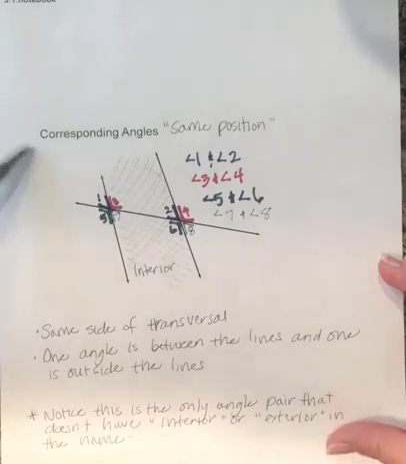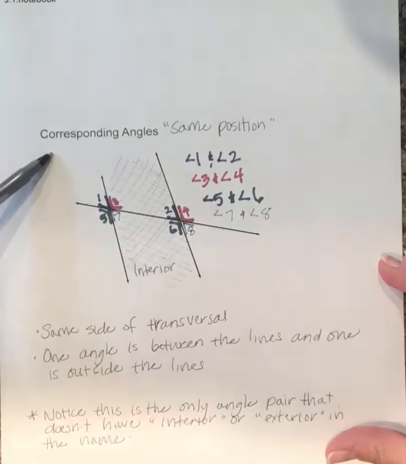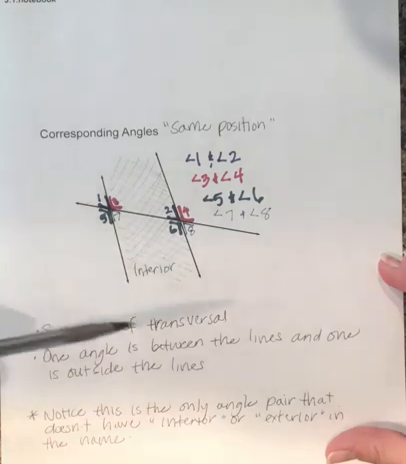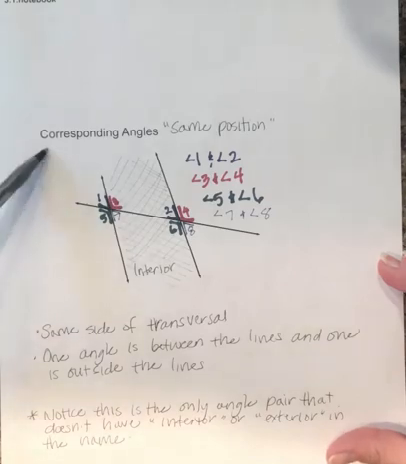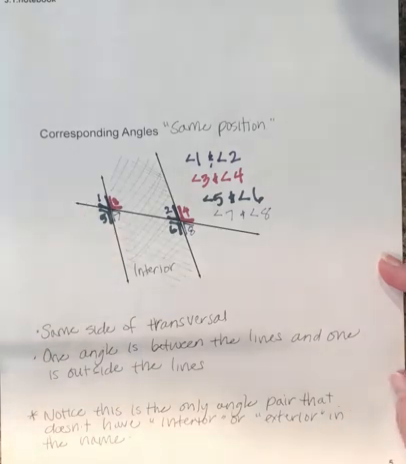But the reason why this is named, you'll notice corresponding angles don't ever use the words interior or exterior. That's because you cannot put those words with this angle pair, because in corresponding angles, one angle is going to be interior and one angle is going to be exterior. Okay? Again, it's all about same position.